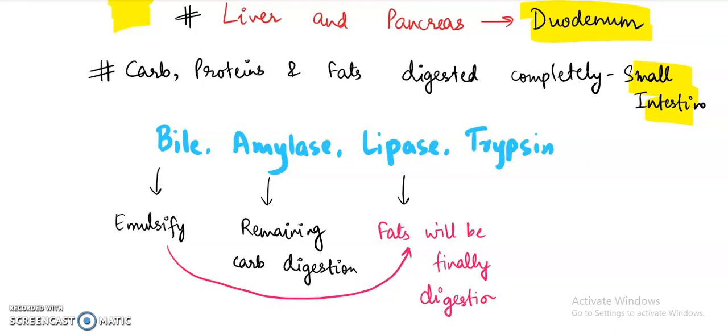But remember, there is an essential condition. First emulsification should occur, then lipase will act. If there is no emulsification, lipase is not going to do its activity. It requires small fat molecules and only then will lipase act. Trypsin will carry out the remaining protein digestion. So the remaining proteins which were not digested in the stomach will finally get digested in the small intestine.